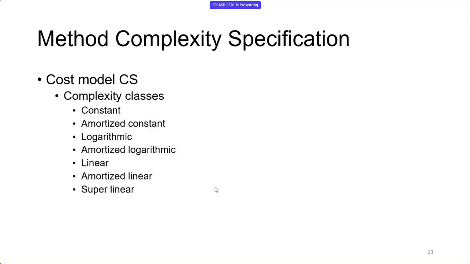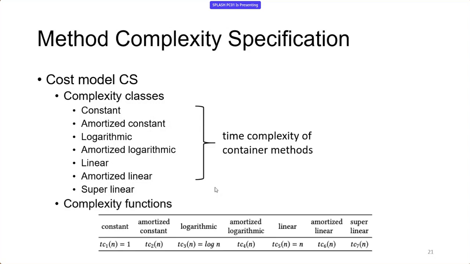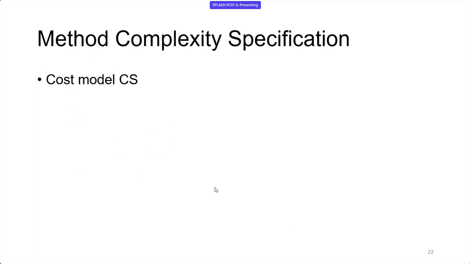Technically, we introduce the cost model to describe the complexity specification of a container method. And this is composed of two parts. The first one is the complexity classes. Actually, we divide the container methods into different complexity classes according to their amortized time complexity. And for better formalization, we introduce these complexity functions to indicate such complexity classes. But meanwhile, we notice some container methods still have a performance difference, even if they have the same complexity. So we still introduce the constant factor here.